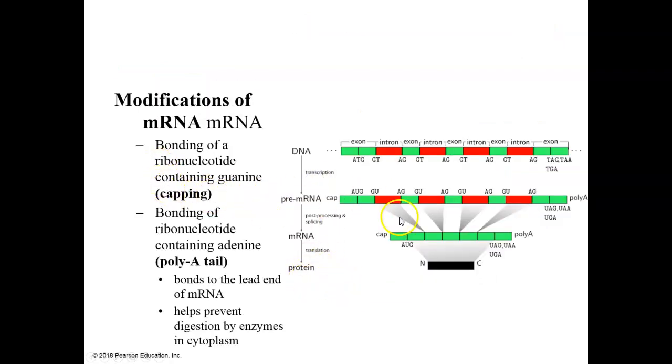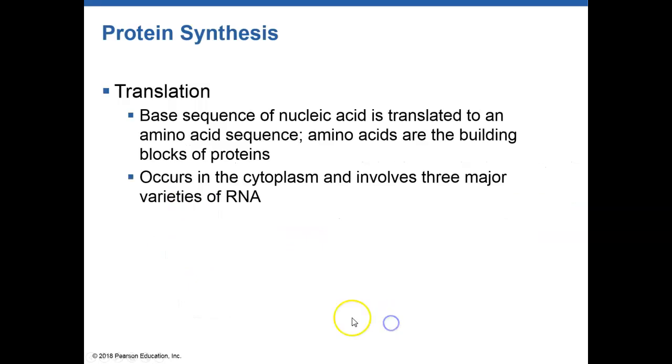We then add a guanine cap. A guanine cap is just a series of guanine nucleotides that we put at the front of the mRNA, and then we add a poly A tail at the end. The guanine cap and the poly A tail help to prevent digestion of the mRNA before it gets translated. Once we have that, then we can move into translation. And so translation is the production of the actual protein on the ribosome.